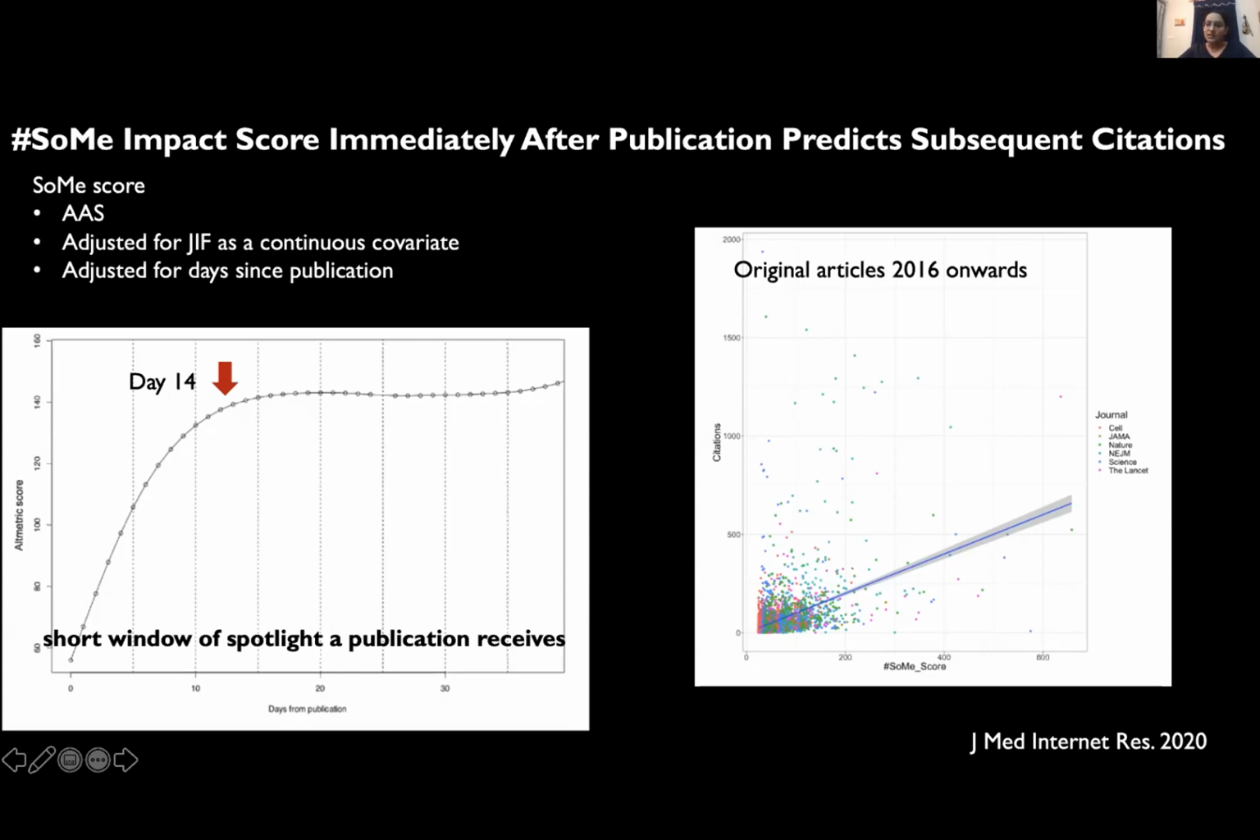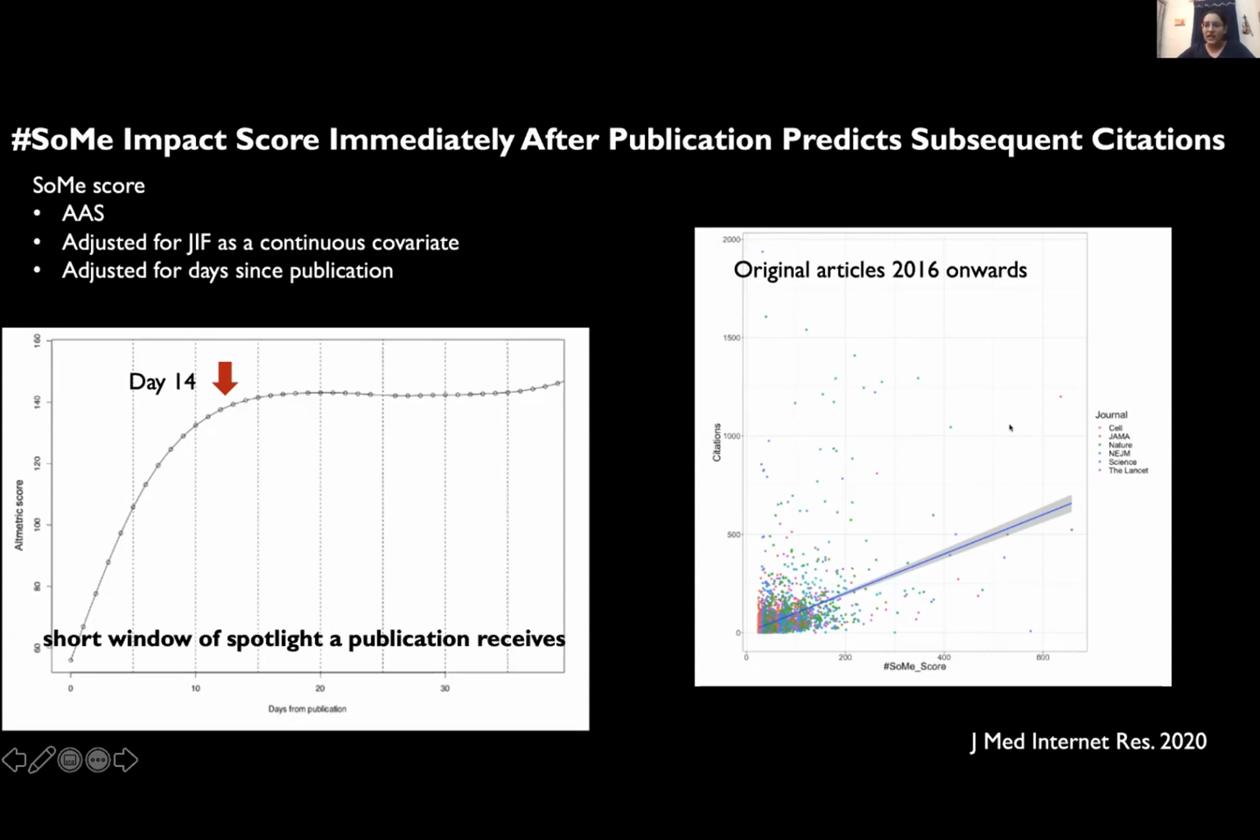So each event, so if it is tweeted 7 times, they take it as 7 events. They remove all kinds of complexities. And then they adjust for the journal impact factor as one of the continuous covariates. They also adjusted for the days since publication. And they said that there's a very short window of spotlight, as also shown by the previous paper we discussed, that around day 14, the number of tweets or the Altmetric scores as well, not just tweets, they also flatten out, and the plateau is reached. So they adjusted for the first 14 days since publication. And after that, they look at the correlation.